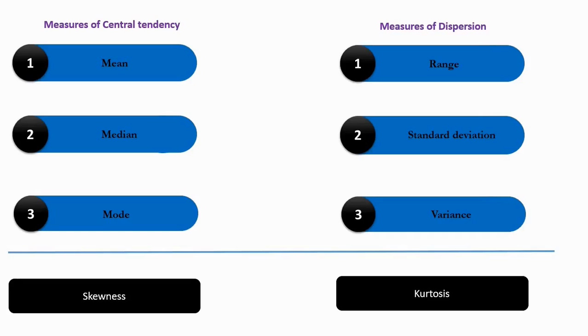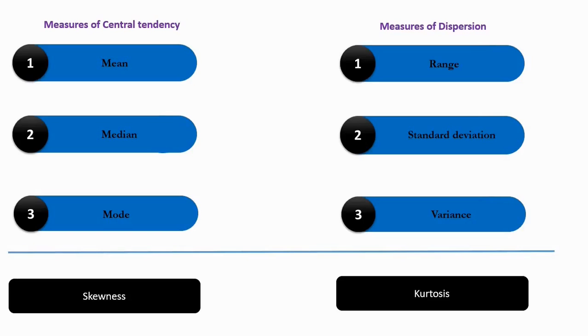Median is a positional average, so if the data series is there, we need to arrange the data in either ascending or descending order before finding out the value of median, because it's a positional average. Position matters a lot. When it comes to dispersion, it would give you the spread of the distribution. For example, range will give you the difference between the maximum and minimum value of a series.